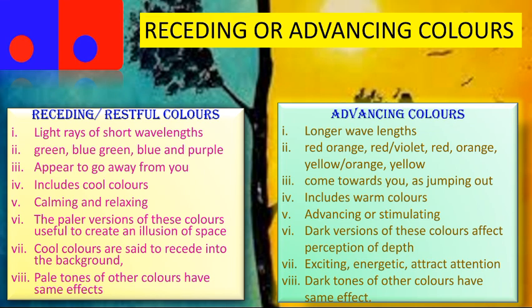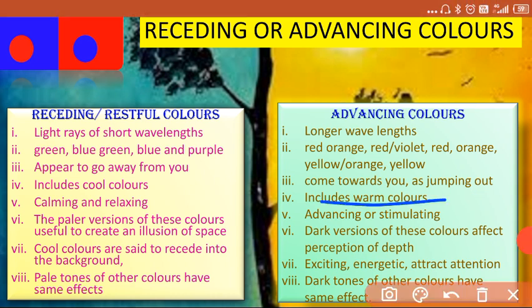Advancing colors, on the opposite, have longer wavelengths. Red, orange, yellow, this family, are advancing colors. They seem to come towards you, jumping out of the pictures. They include warm colors. These are more advancing or stimulating. So where you want activity and interaction, you use advancing or stimulating colors. That's why in parties and dances you always have bright color lights.